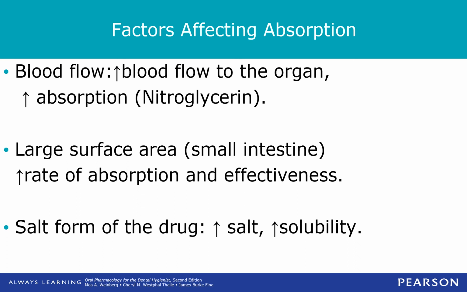What factors affect absorption? Your blood flow. Increase blood flow to the organ, you increase the absorption of that particular drug or anesthetic. Nitroglycerin is an example. It's administered under the tongue and it's very quickly absorbed. Other factors are large surface area, such as the small intestines. The greater the surface area, the greater the rate of absorption and effectiveness. The salt form of a drug: if you increase the salt form of a particular drug, you're going to increase its solubility.